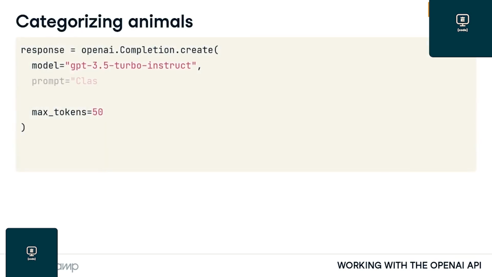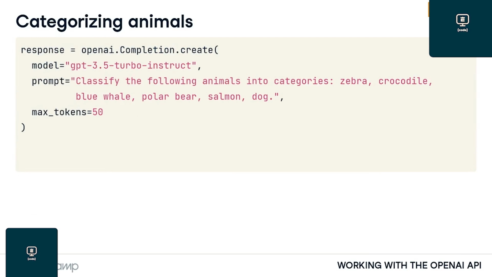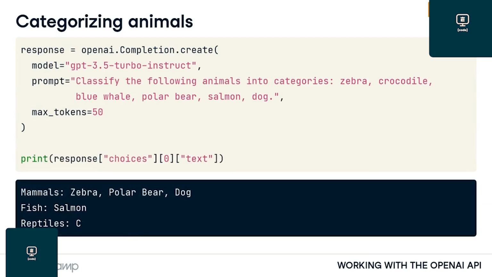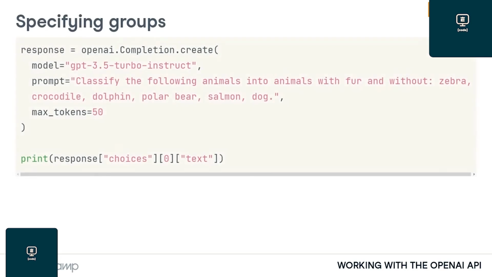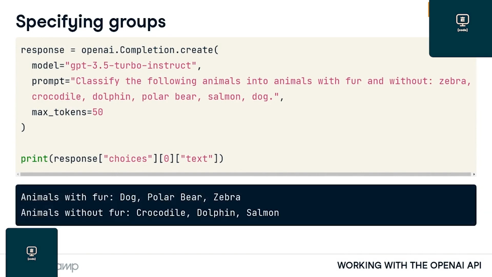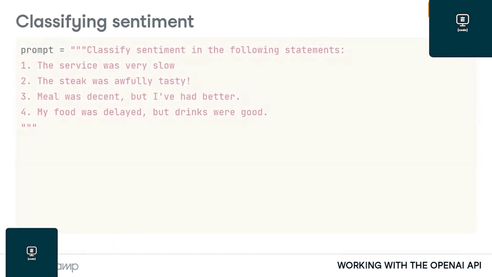Let's use the completions endpoint to categorize these animals. Printing the response, we see that the model categorized the animals into mammals, fish, and reptiles. This might be what we were looking for, but there's an almost infinite number of ways to categorize something, so it's best practice to state the desired categories in the prompt. We can update the prompt to categorize animals into those with and without fur, and the model responds with the desired categories. Let's look at an example of classifying sentiment.